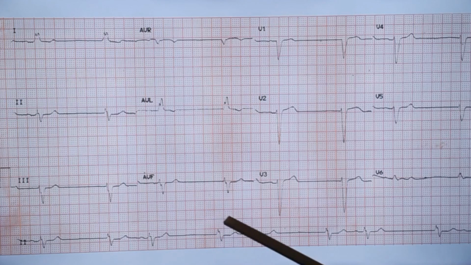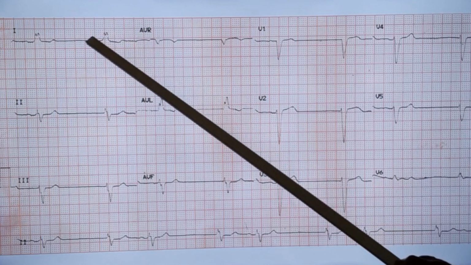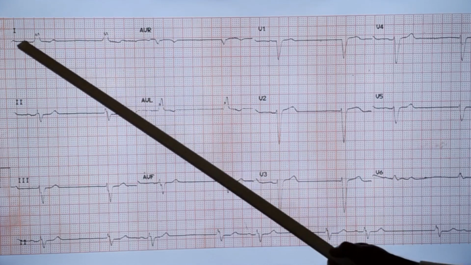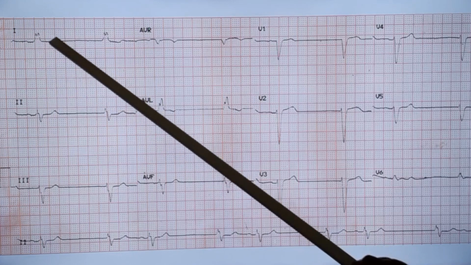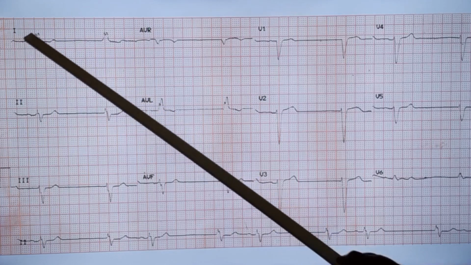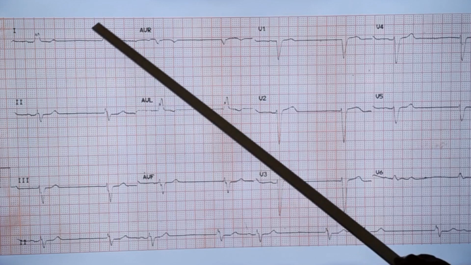And this escape beat in that context could be junctional also, because a junctional escape beat will not have a P wave and it will have the same configuration as the sinus beat. This wide beat is probably not due to a ventricular origin of the escape beat, but because of pre-existing bundle branch block. Here you can see that there is a P wave.